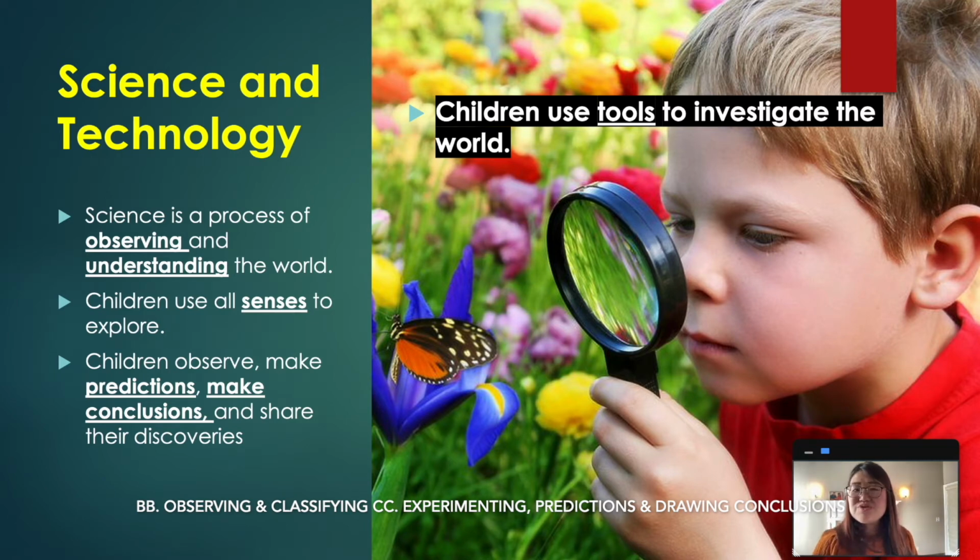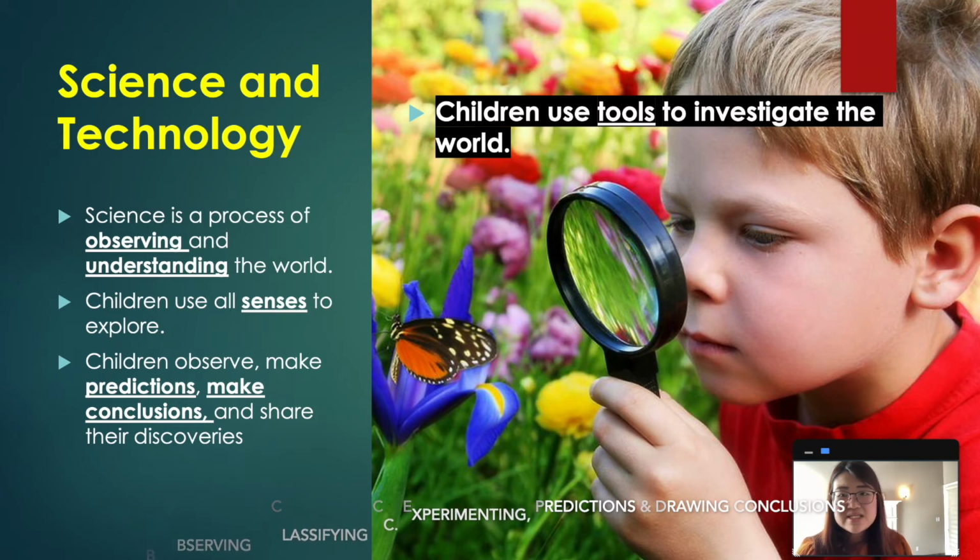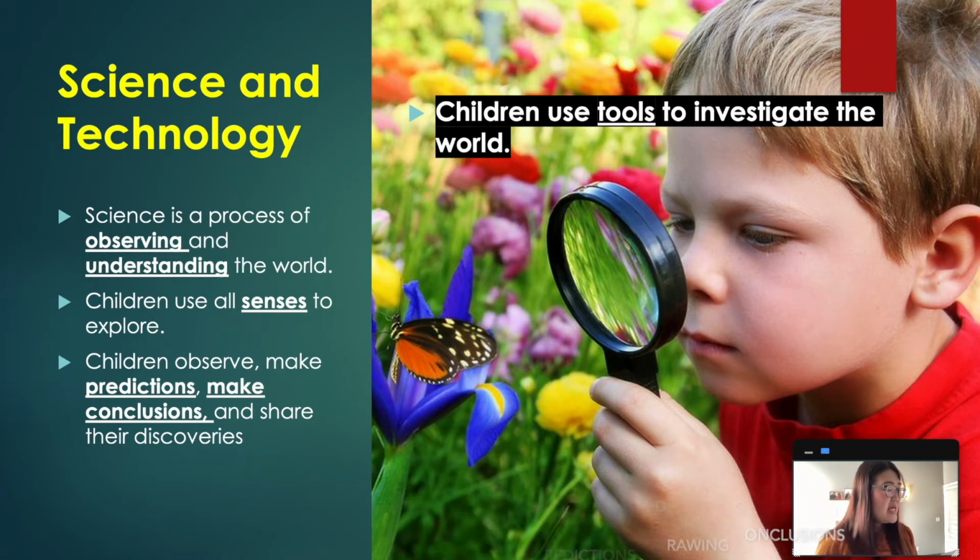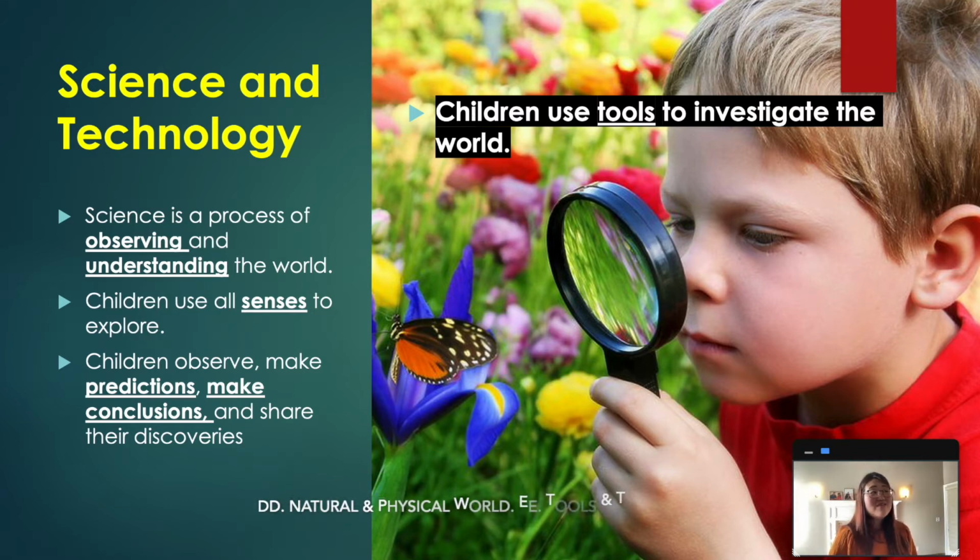Basically, we want children to try out. And as they grow older, they'll be able to predict, I think when I do this, this is the next outcome going to be. And drawing conclusions. DD, natural and physical world. We want children to love nature, the very beautiful things that have been created around us.